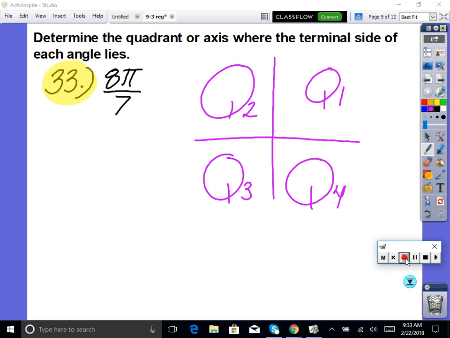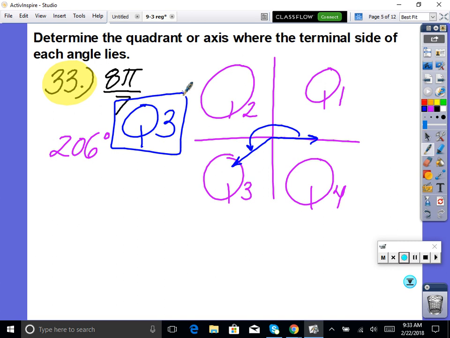Is that what you got? It's what? What angle did you get when you converted it to a degree? 206 degrees, roughly. So that helps me picture where it is better. You'd say, okay, well, it's somewhere over here. This is 270, so it must be in quadrant 3.